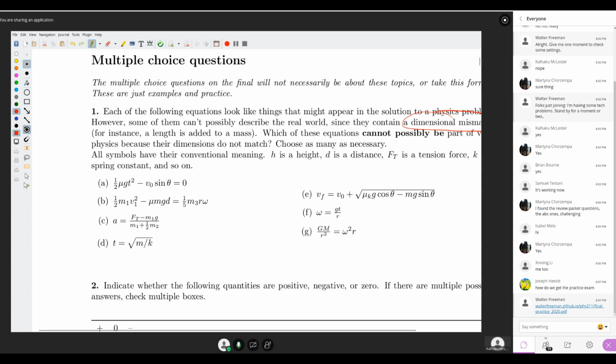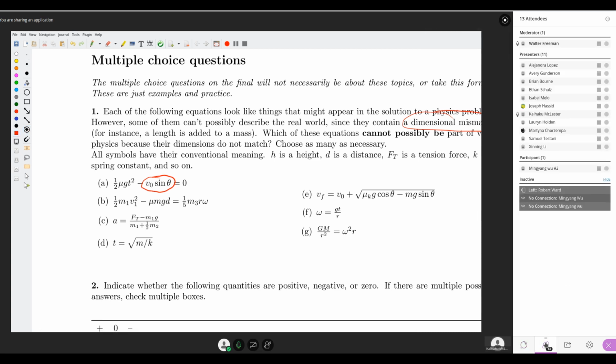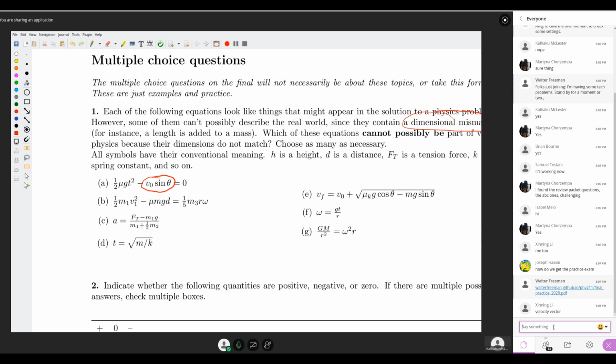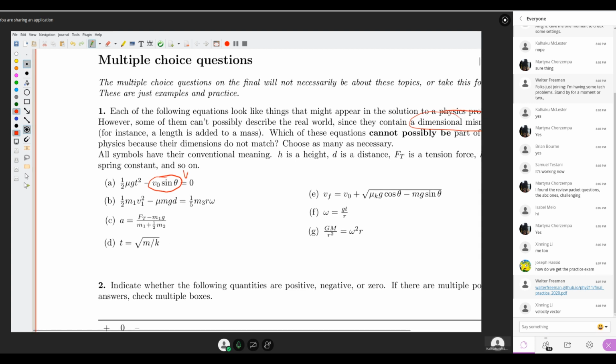When you see, let's do this one first. So v naught sine theta, what kind of thing is that? Is that a distance? Is it a time? Is it an acceleration? Is it an angular velocity? Is it something that's unitless? What is that? Yeah, it's a component of a velocity vector. It's not a vector itself because v naught is the magnitude of something, but this is a velocity.